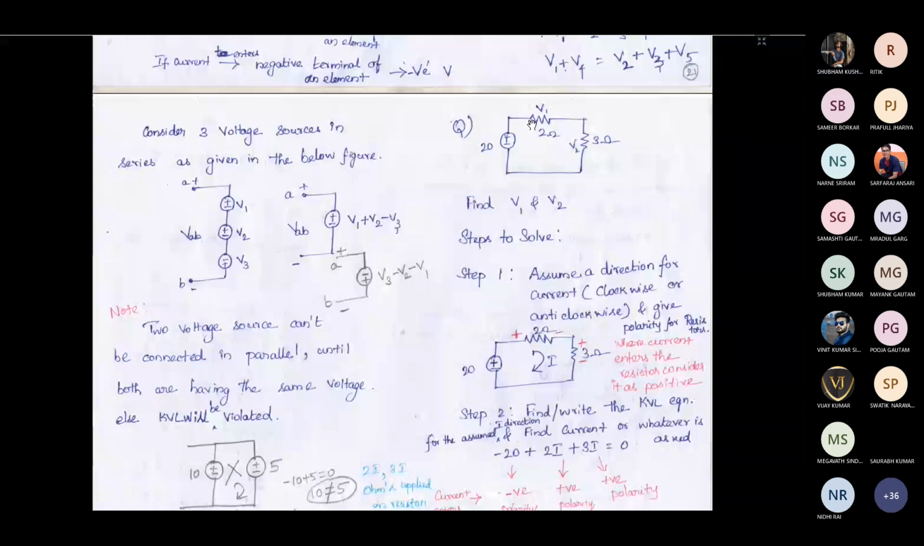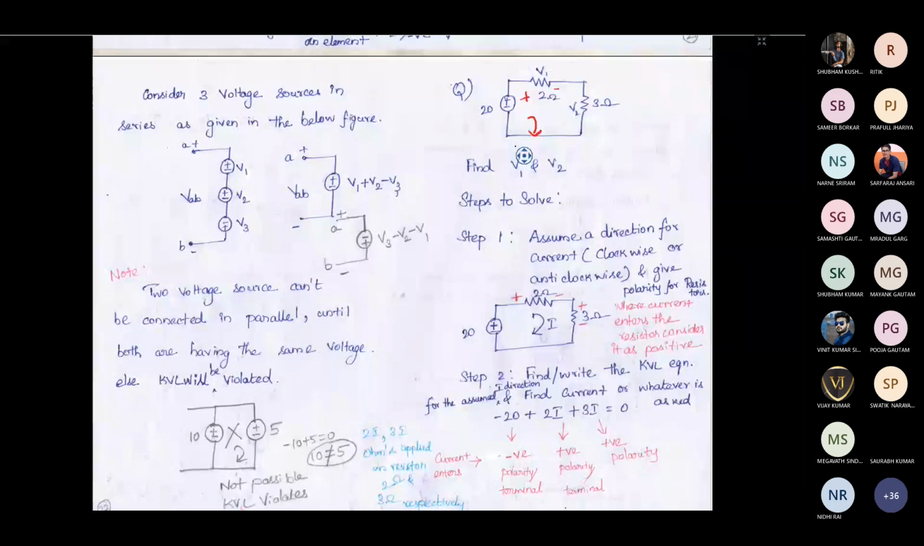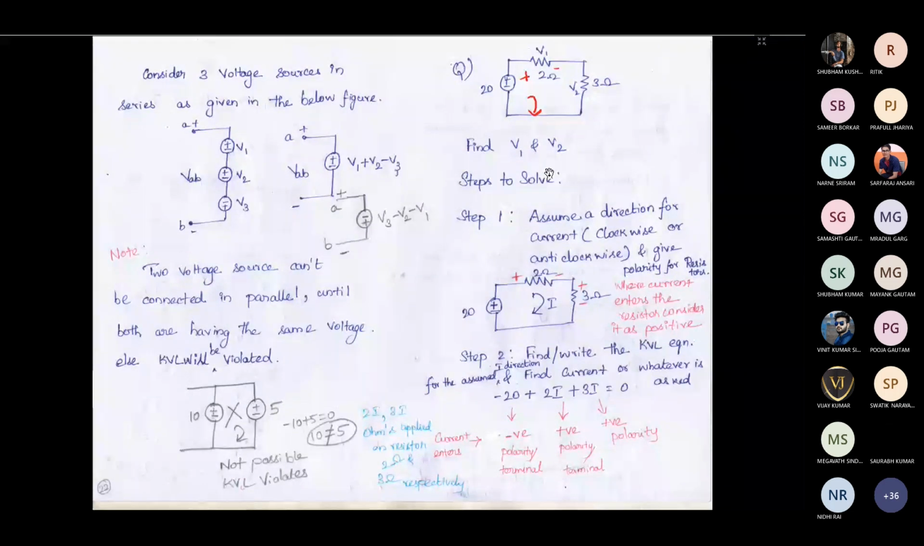So I am assuming a current direction. For this current direction, I am choosing the polarity. So I have chosen the polarity here. Now you have to write a KVL equation. As we have discussed before, the current is entering the negative polarity here, and the current is entering the positive polarity for these resistors. So I have written -20 plus 2i plus 3i is equal to 0.